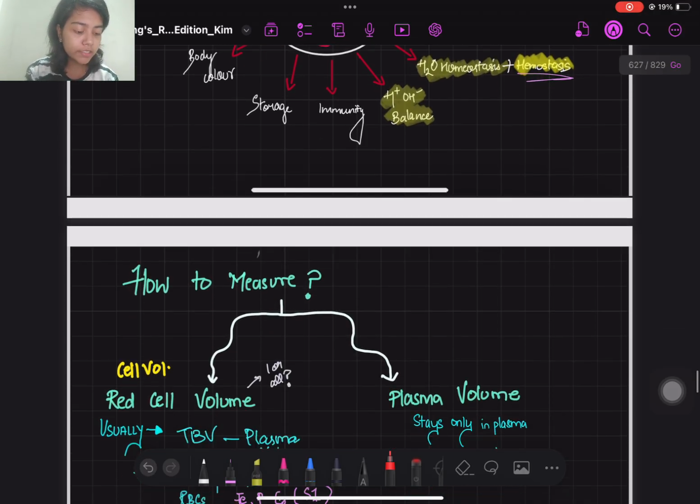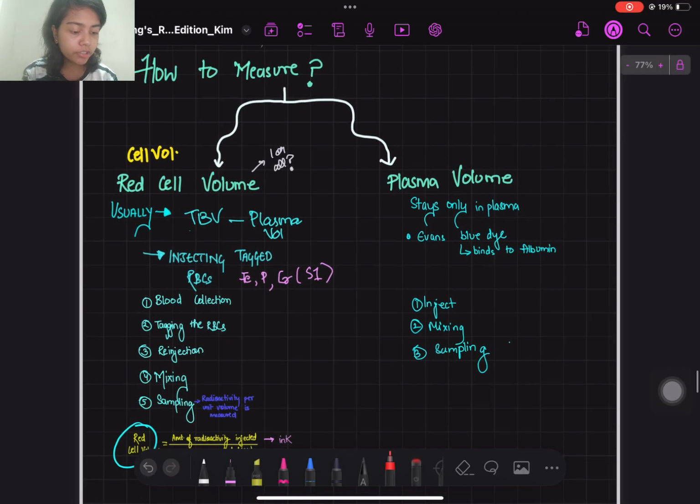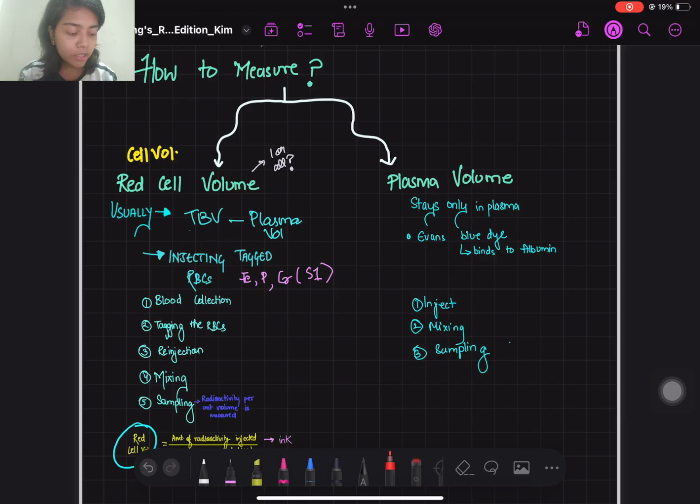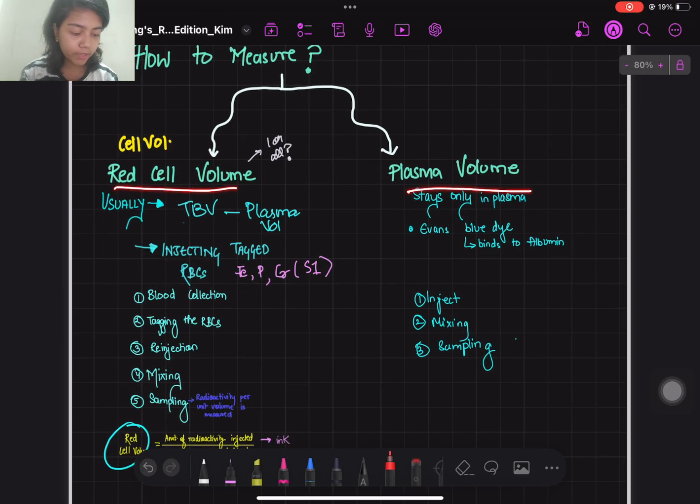Now next I want you to pay attention to how we measure red cell volume and plasma volume. These two aspects we'll see. So red cell volume, what does this mean? Does this mean the volume of a single red cell? No, it means how many red cells there are in the whole body, and their volume. So it is of all the red cells present in your body.